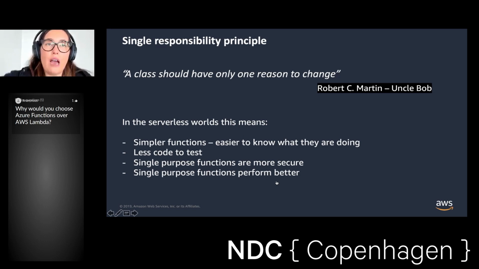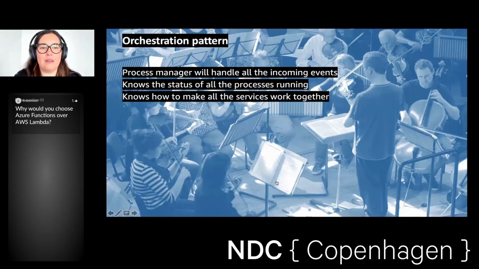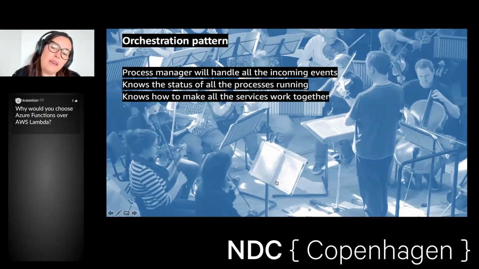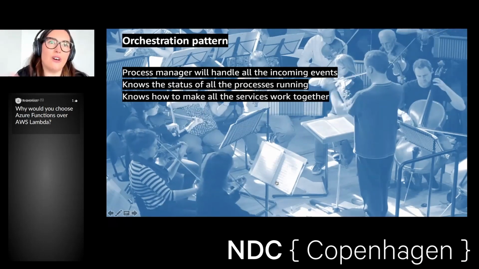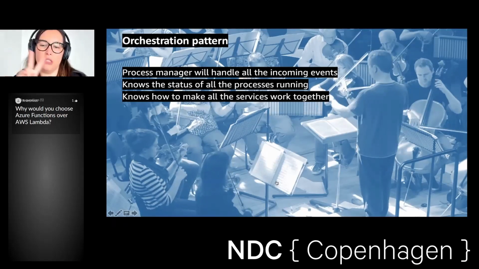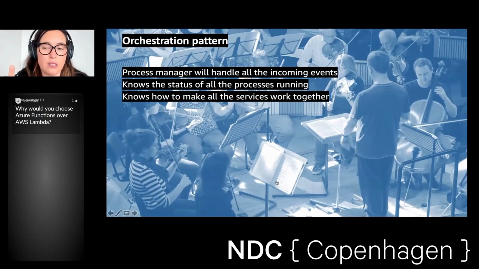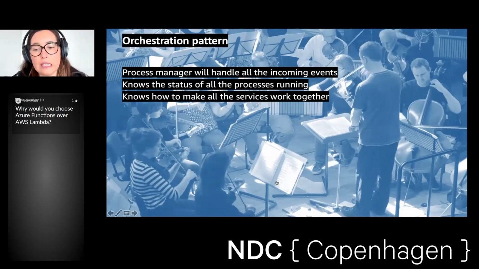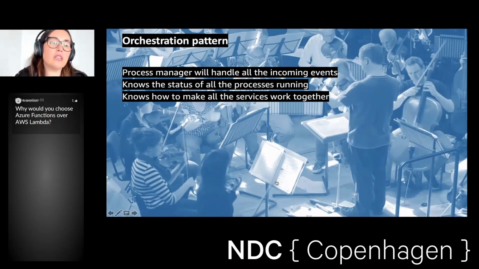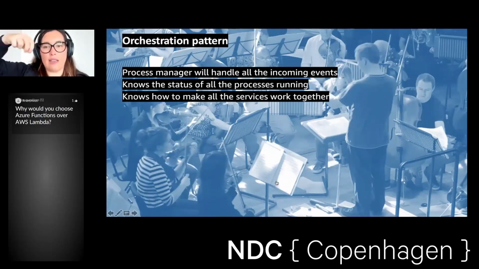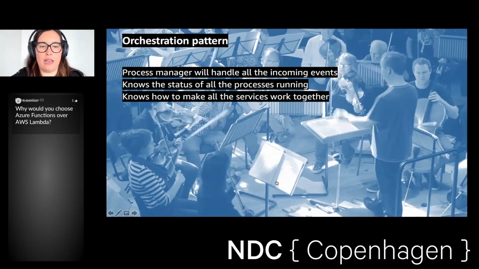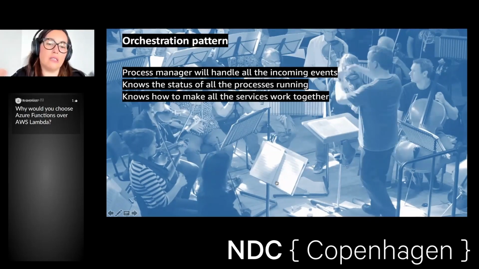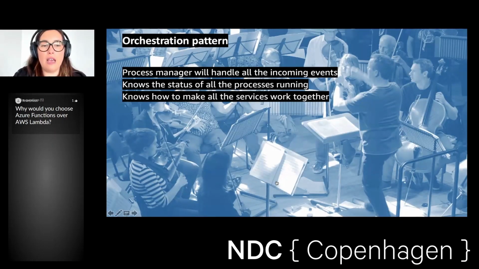So when we have all these Lambdas doing one thing only, we need to organize them in some way. There are many ways to organize functions or distributed systems. I will be talking about two different patterns, but you will find more. The most popular are the orchestration pattern and the choreography pattern. The orchestration pattern is basically like an orchestra manager that tells everybody what to do. It knows the state of everybody and makes all the services work together.